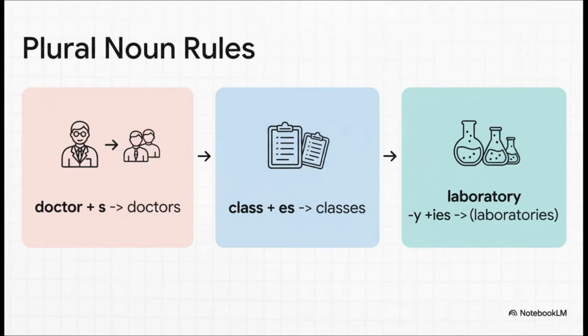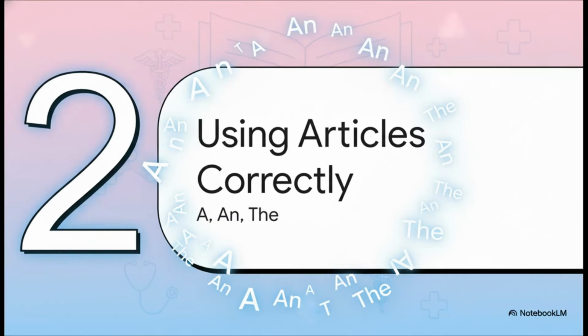So, did you figure it out? For most nouns, it's super simple. You just add an S. One doctor becomes 2 doctors. But, of course, there are a couple of other little rules to know. If a noun already ends in S, like the word class, you add ES to make classes. And if a word ends with a consonant and then a Y, like laboratory, you change that Y to IES, laboratories. See? Excellent work. Now let's build on that and move to our next topic, articles.